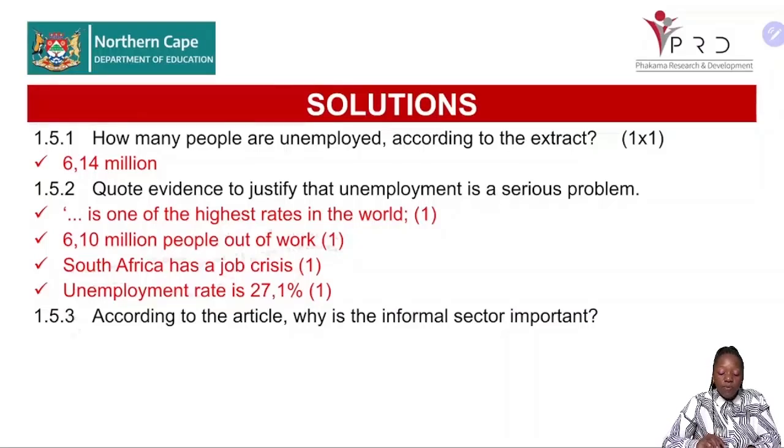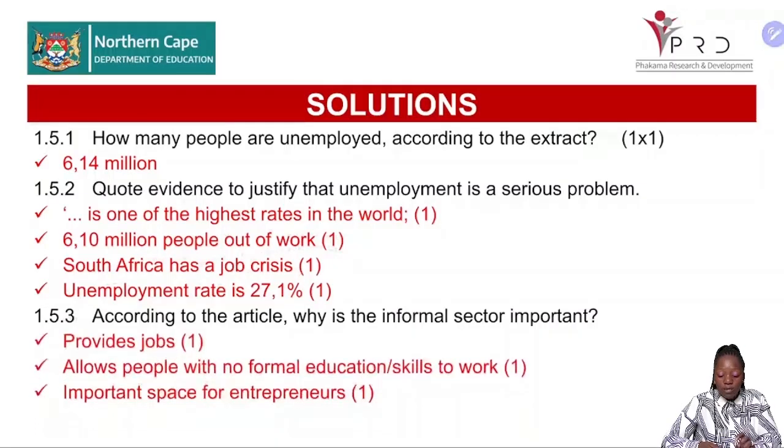Then lastly, we're looking at the unemployment rate, which is 27.1%. So any of the 4. Then, according to the article again, why is the informal sector important? It is important because it provides jobs, or it allows people with no formal education or skills to work. It is an important space for entrepreneurs. So any of the 3.